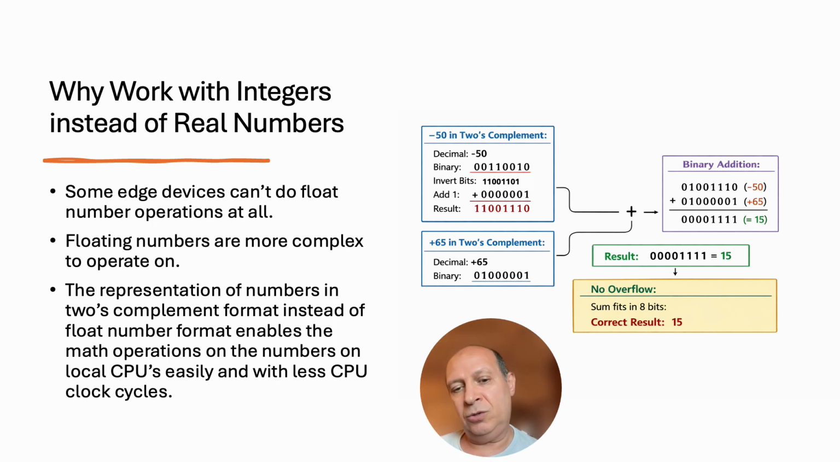Let's now turn our attention to plus 65 in 2's complement. Because the number is positive, we don't need to do any bit inversion and we don't need to add 1 at all. All we need to do is to represent 65 in its binary format, and it is 0, 1, 0, 0, 0, 0, 0, 1. Let's add these two numbers together now. We position the minus 50 and the 65 on top of each other, and then we add the zeros and the ones accordingly, and we end up with 0, 0, 0, 0, 1, 1, 1, 1, which corresponds to 15 decimal.